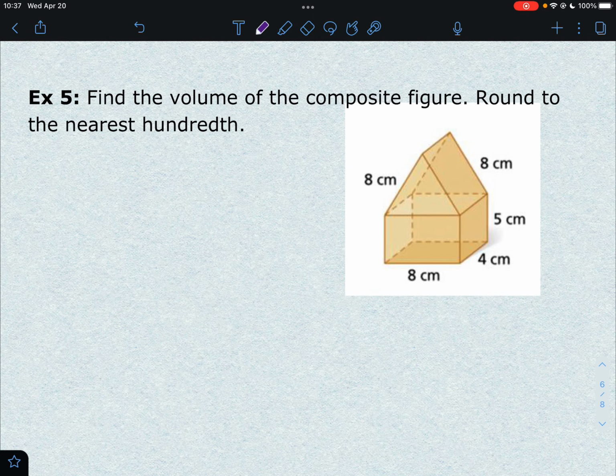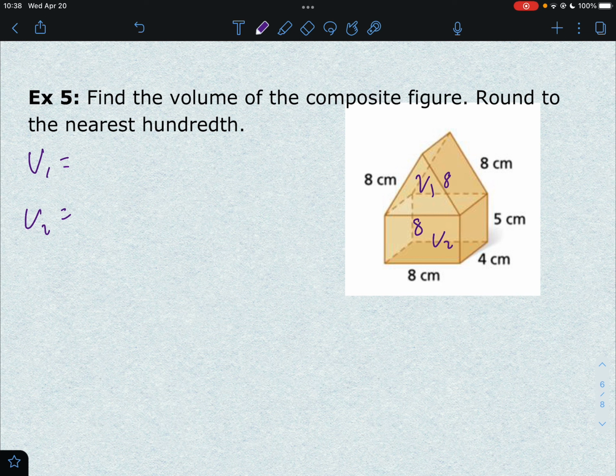Example 5, we got a composite figure here. So we have two prisms. We have a triangular prism up top, which actually is an equilateral triangular prism. Then we have a rectangular prism at the bottom. So let's go V1 and V2, and we'll add those together. V1 will be this one, V2 will be this one.